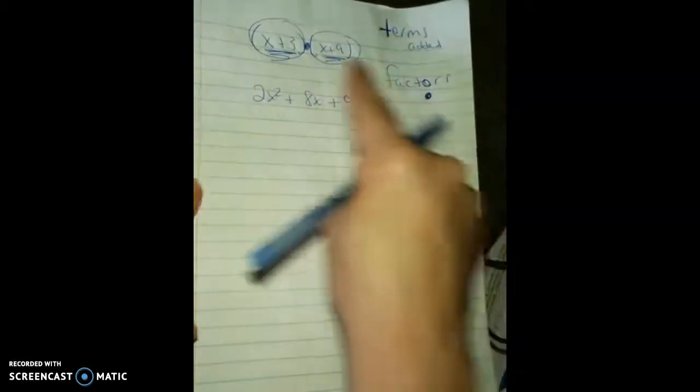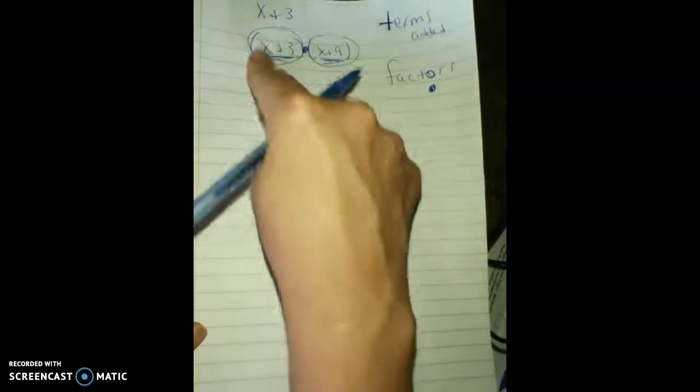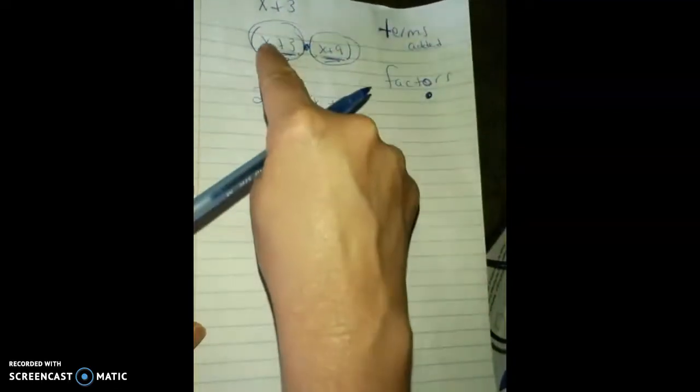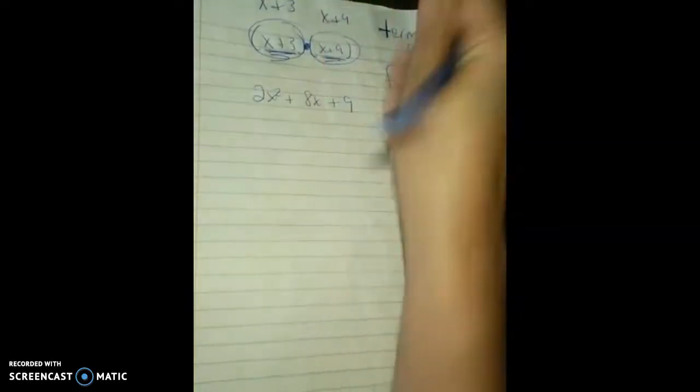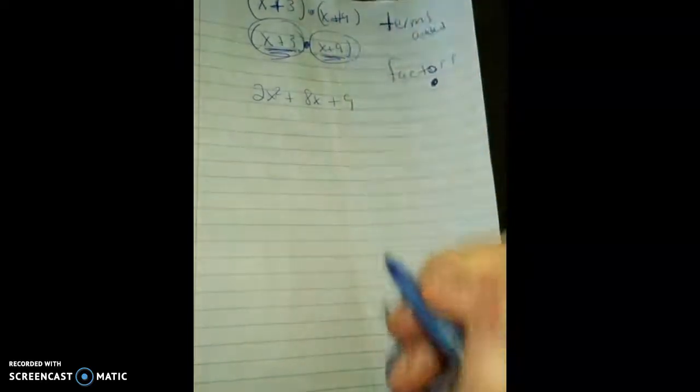But if I look within and I'm looking at just the x and the 3, like what's happening with the x and the 3? Well, they're being added. So the x and the 3 compared to each other are terms. The x and the 9 are being added, so compared to each other, they're terms. But if I combine them as a chunk and say x plus 3 compared to x plus 9, then suddenly as chunks, they're factors because they're being multiplied.